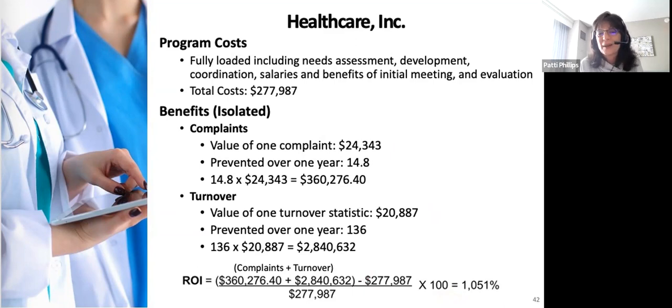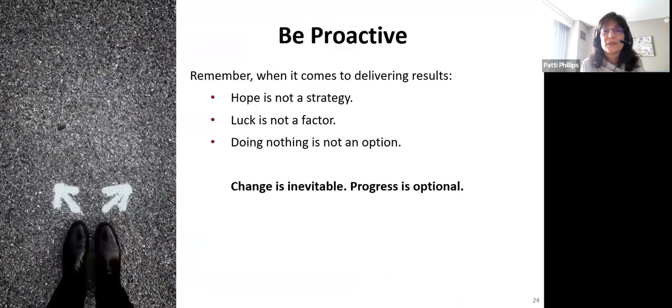So nice job, folks. The thing always to remember when it comes to demonstrating value for money and demonstrating results: hope is not a strategy, luck is not a factor, doing nothing is not an option, folks. Change is inevitable, progress is up to us. Start where you are with this. You don't have to get to ROI. Get to impact and isolate the effects of your programs on those KPIs, building credibility around your impact measurement, and then take it to ROI a little bit later.